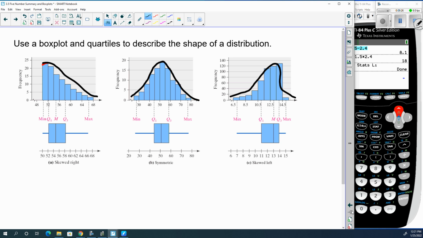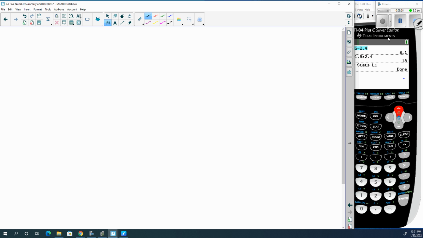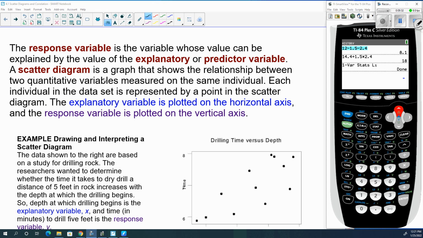Okay, I think that was everything that we dealt with in the 3-5. So now we also need to do the 4-1. 4.1 deals with scatter diagrams and correlation. So we have a whole bunch of vocab here.